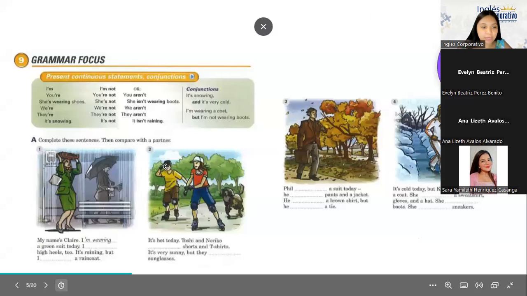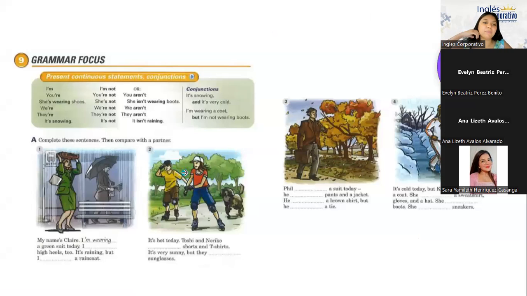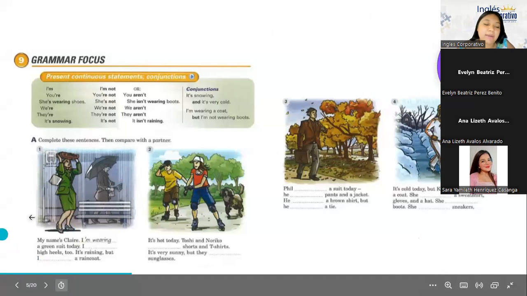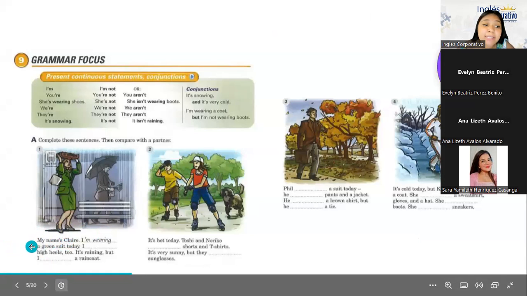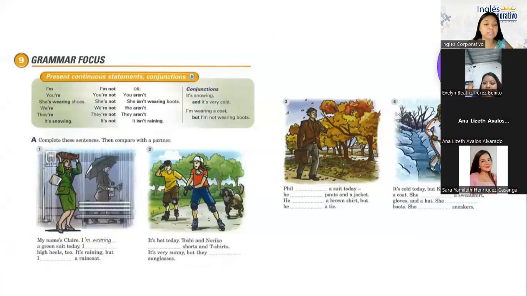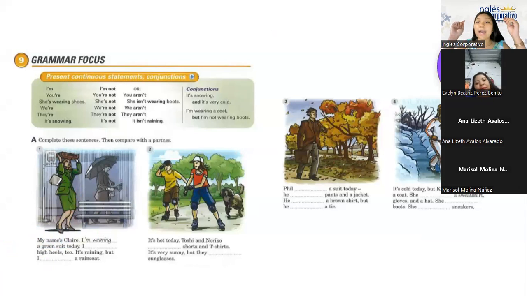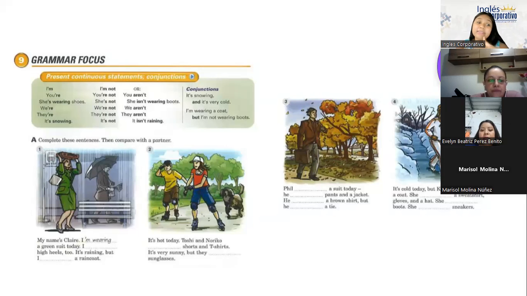Okay. Let's continue, okay? Vamos a continuar con las imágenes que tenemos acá en la presentación. Veamos. Dice la primera. My name's Claire. I am wearing a green suit today. ¿Qué es a green suit? Un traje verde. A green suit. So it says, my name's Claire. I am wearing a green suit today. Ajá. ¿Qué le sigue? I am wearing high heels too. ¿Qué son los high heels? Los zapatos de tacón.